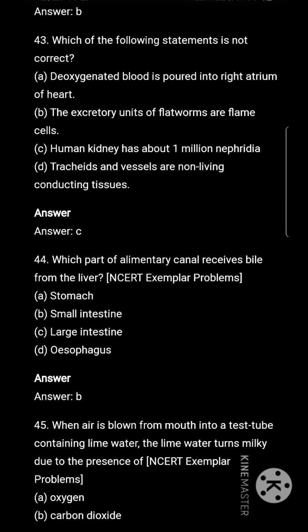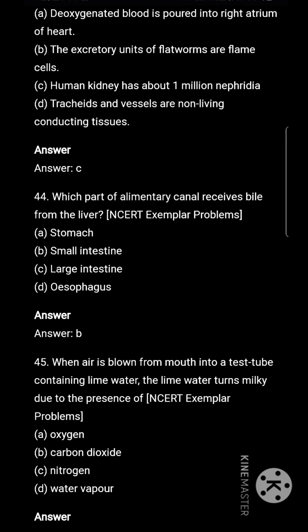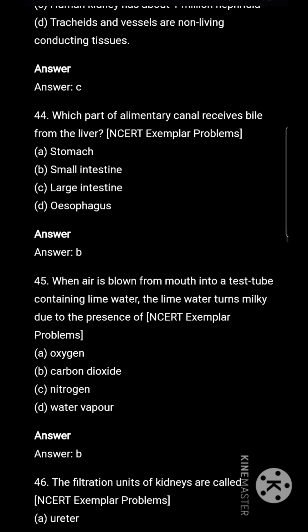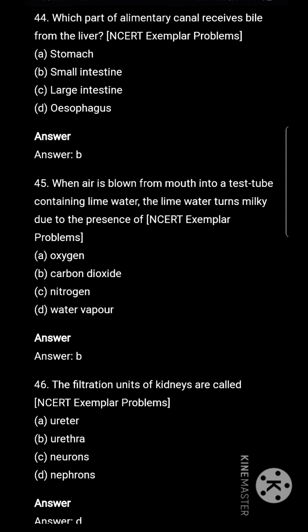Tracheids and vessels are non-living conducting tissues. Human kidneys have about 1 million nephridia. Which part of the alimentary canal receives bile juice from the liver? It is the small intestine.